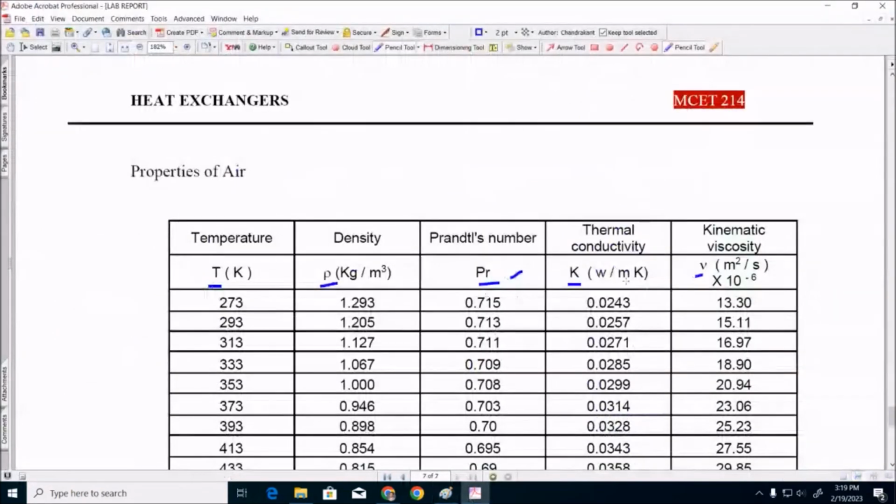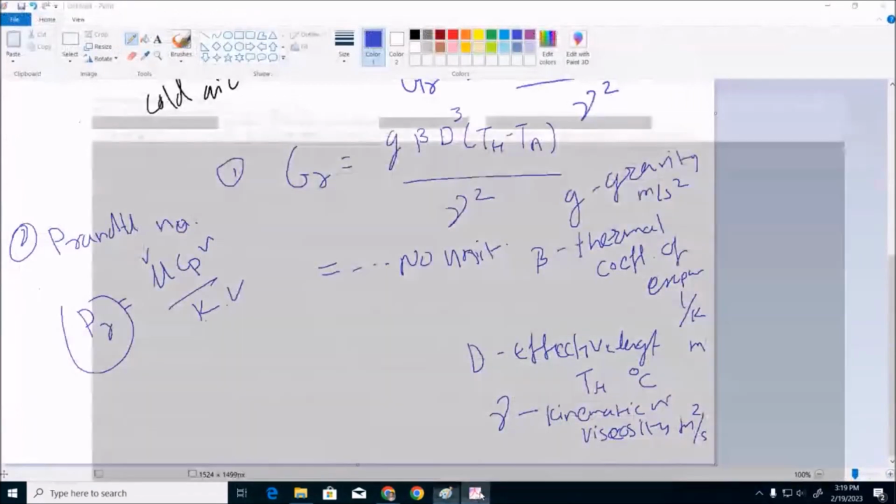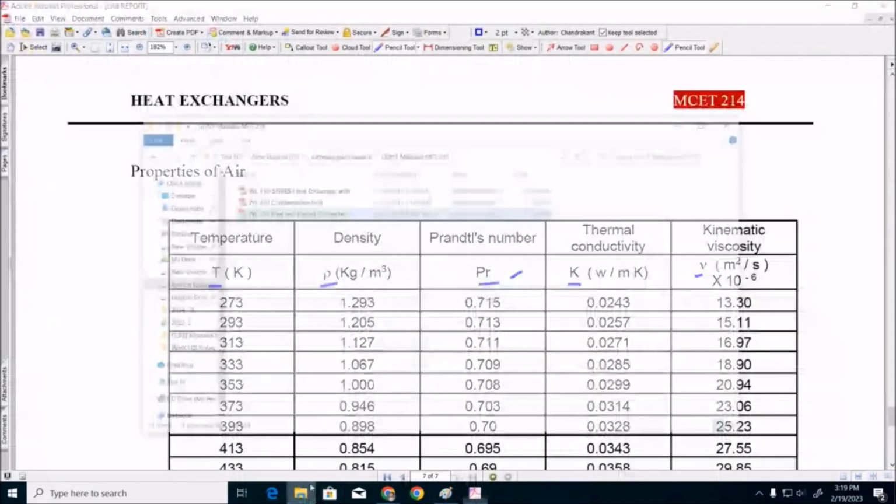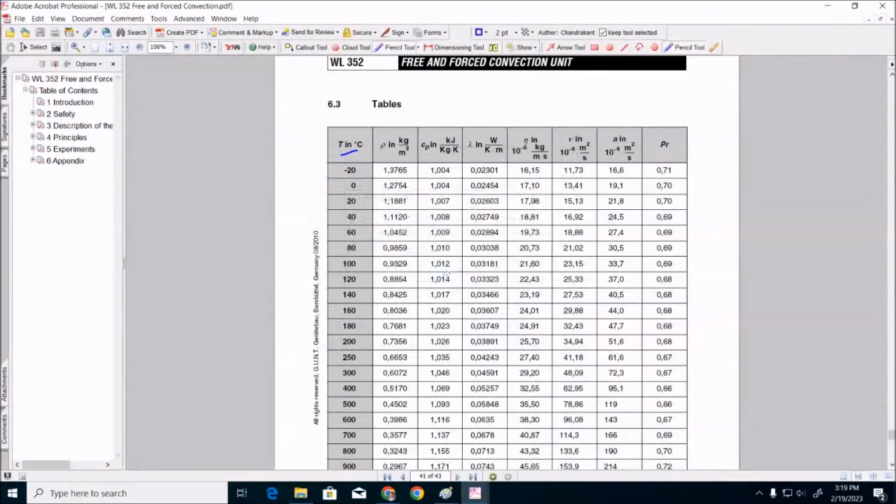Sometimes this table is not given like this. Sometimes the table will be given in a different way, like in the manual. See here, temperature is given in degree centigrade. Density, specific heat, mu Cp. Mu is not given as such; kg per meter second, yes, this is mu. I will write it because of the symbol. This is density, in kg per meter cube.